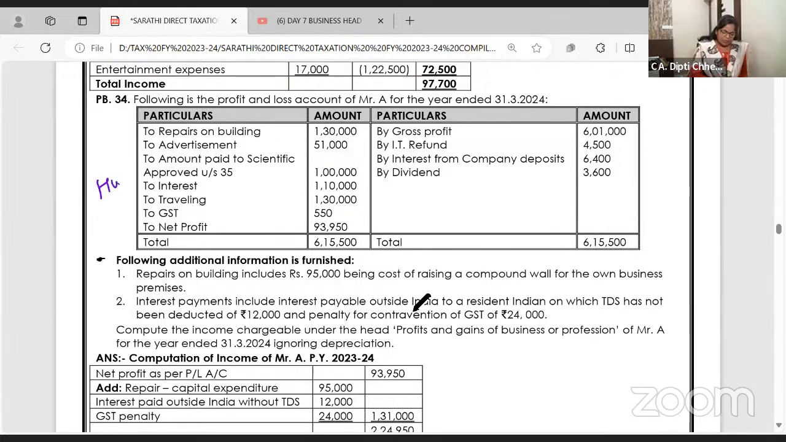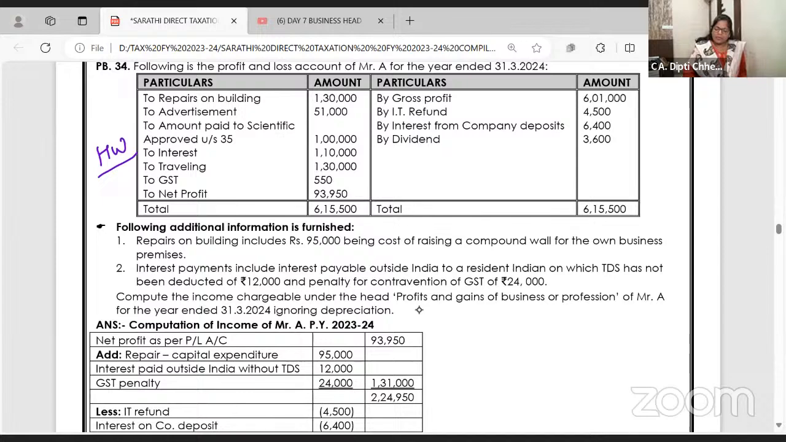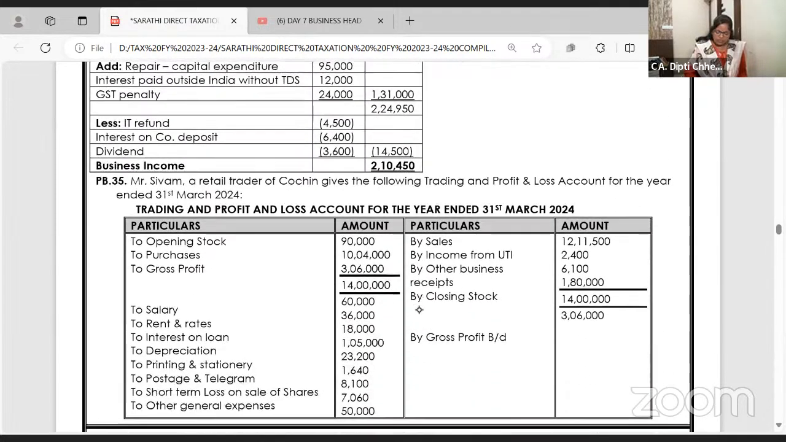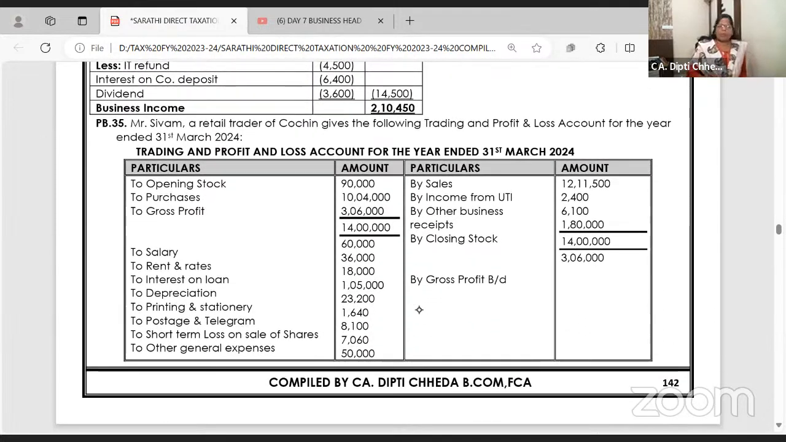It's a very small problem, 34, it's homework. Do it as homework, write it down, and if you have any doubt, ask. I am doing problem number 35 now in class.